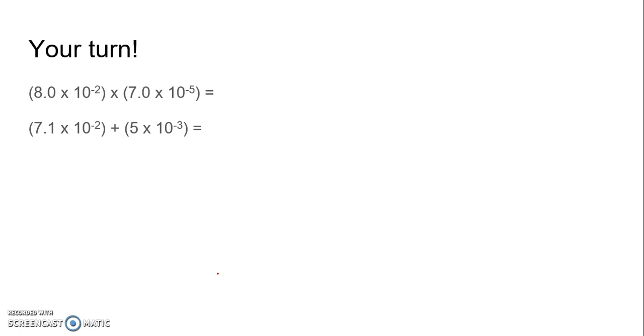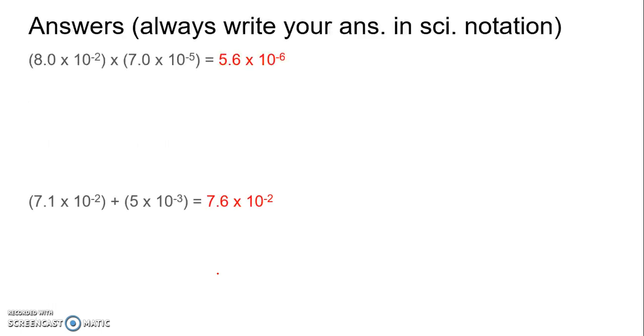Now it's your turn. Let's pause the video and try these questions. Okay, so here's a solution. You always have to write your answer in the correct scientific notation. Because it's a multiplication, you just have to group the coefficients together. So you group 8.0 and 7 together.